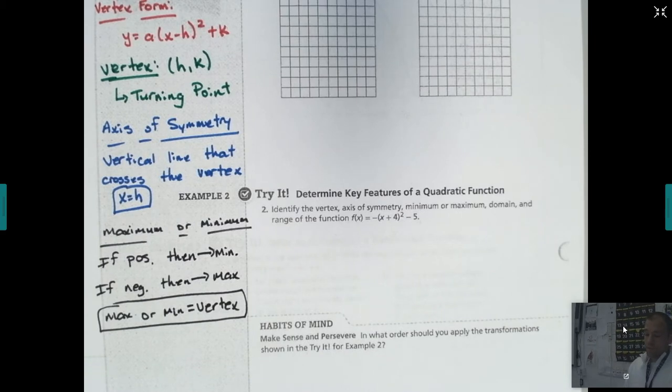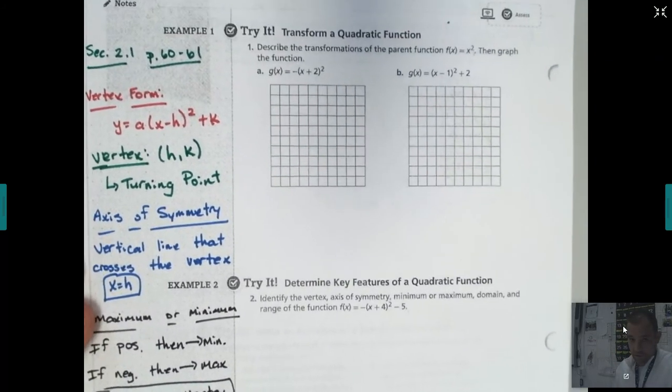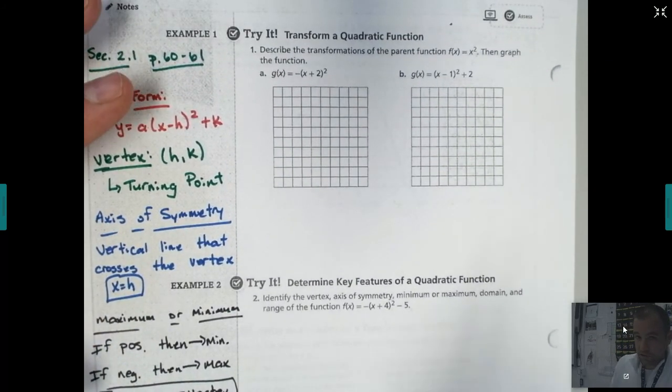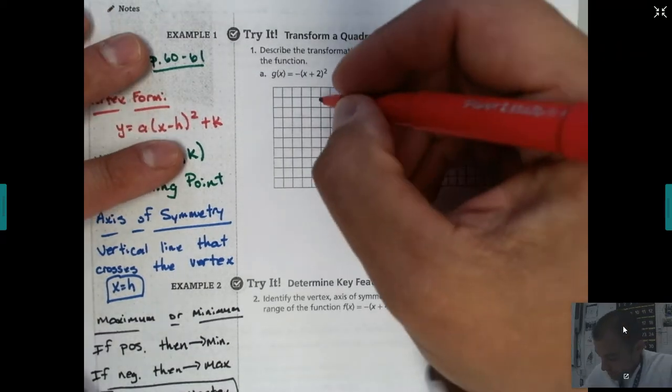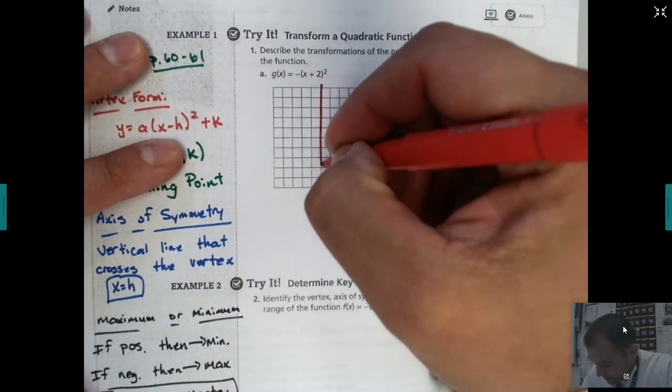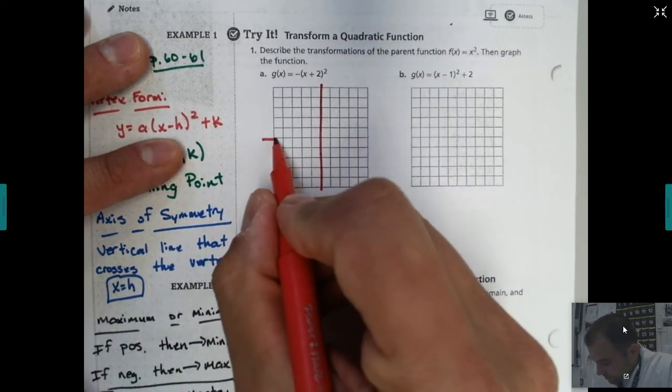All right? So that's what we're going to do in this section. We're going to be able to find all of these different things. So let's do this very first problem. It says transform a quadratic function. Describe the transformations of the parent function. We've already done this. We did this in the very first topic.